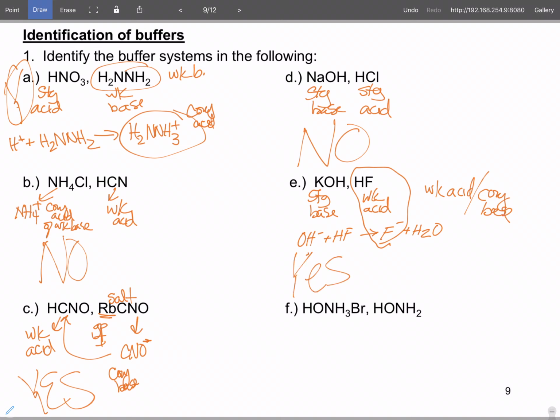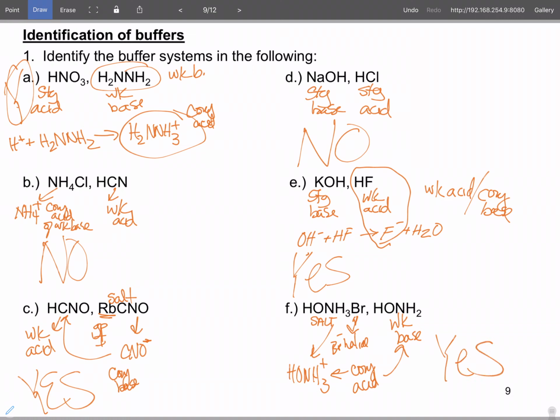Okay. Again, if we look at this, this is a halide. So this means this critter is again a salt, which means it's going to dissociate into HONH3 plus the halide up here, which we don't care about because it's a counter ion. And this is a weak base. So look here. This is the conjugate acid, and it happens to be the conjugate acid of this weak base, so the answer is yes.